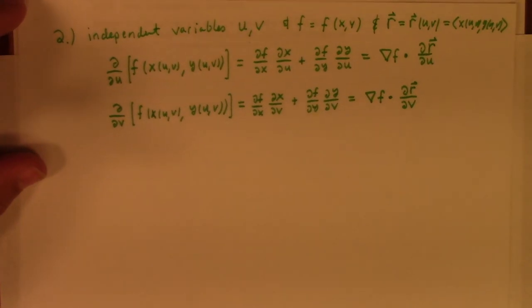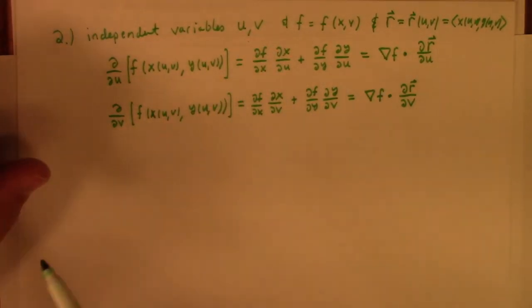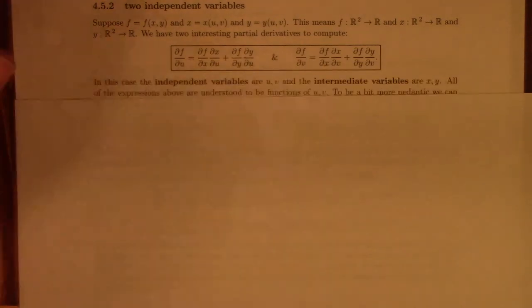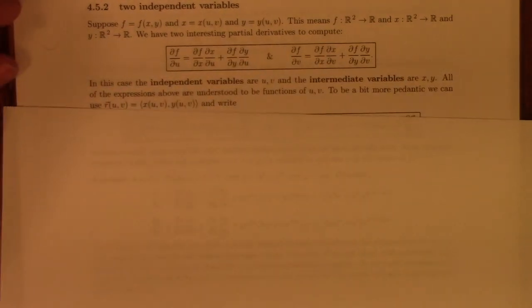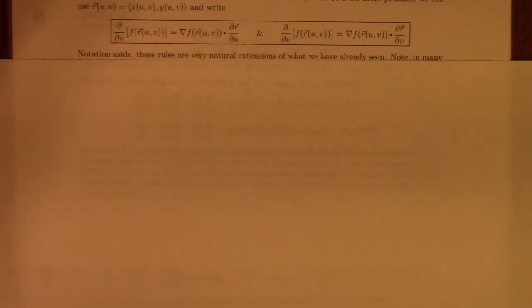So sorry about that. Two independent variables, u and v, and so we have these chain rules. Now let me get back to the notes. So there's our chain rules for two independent variables. Let's look at an example. Here's the chain rule written in terms of gradient notation.